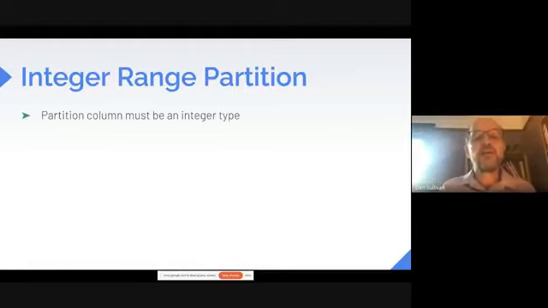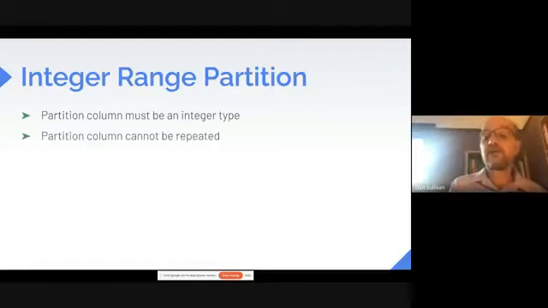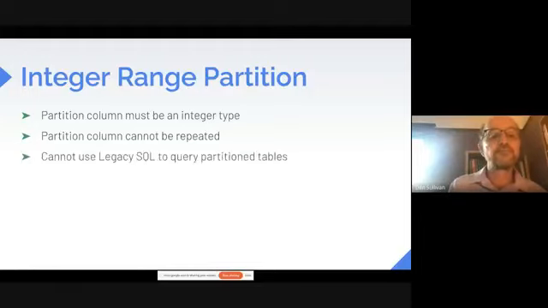And then the final type is called integer range partitioning. This is based on a column where we have an integer. Now, it can't be a repeated field. It can't be an array of integers. It needs to be a scalar, so not a repeatable.